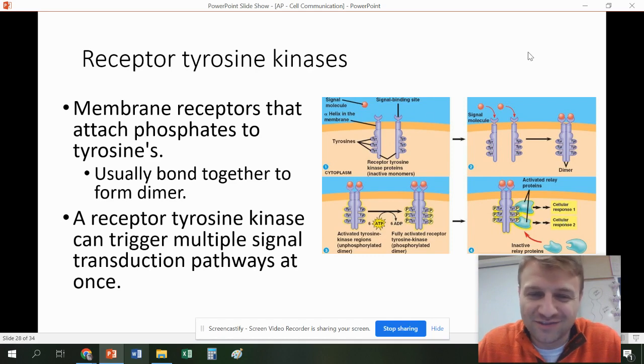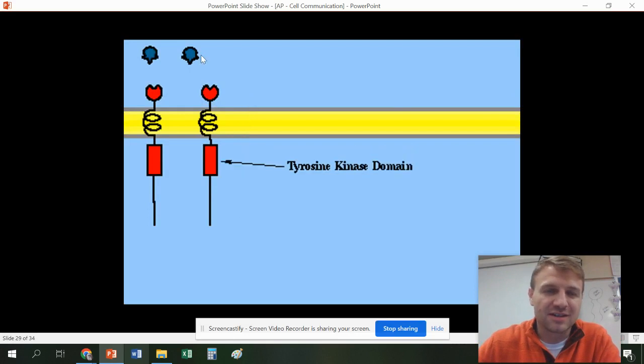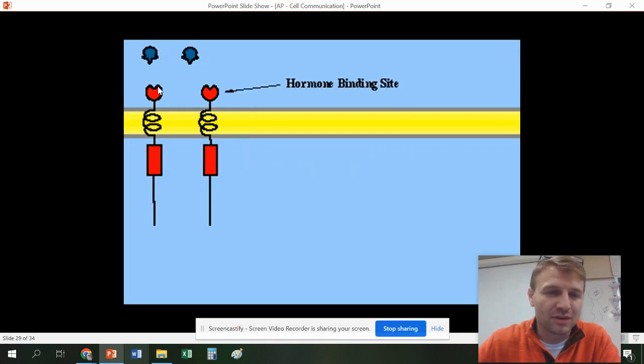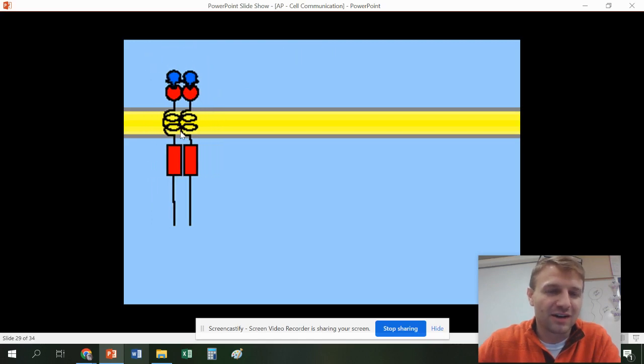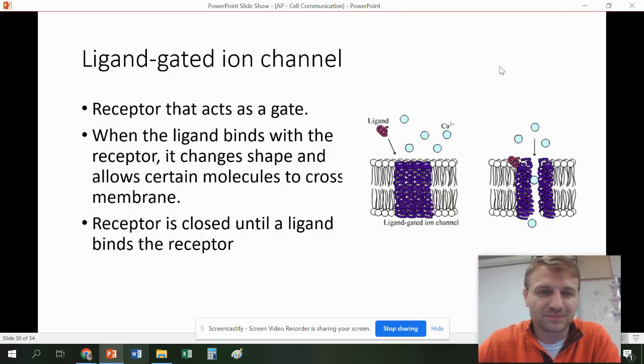I know, again, this is very difficult. There's a lot of working parts here, a lot of words, but basically what you're going to see here is these two ligands bond with the tyrosine receptors, and they come together. They are going to activate and become phosphorylated, and then they create some cellular response.